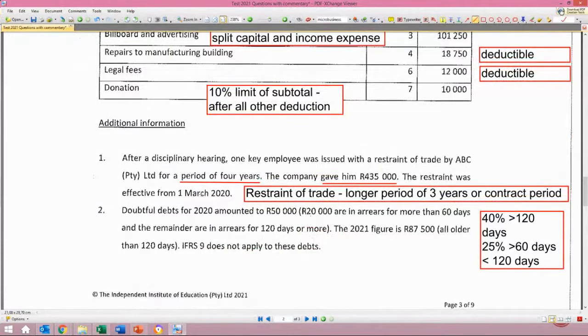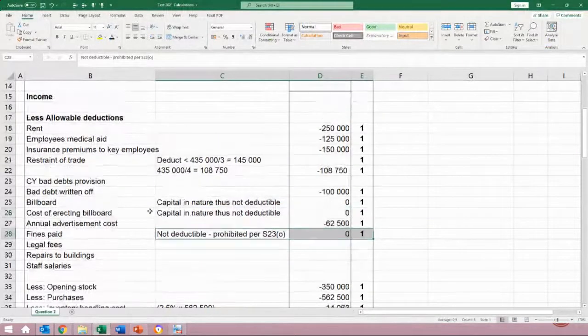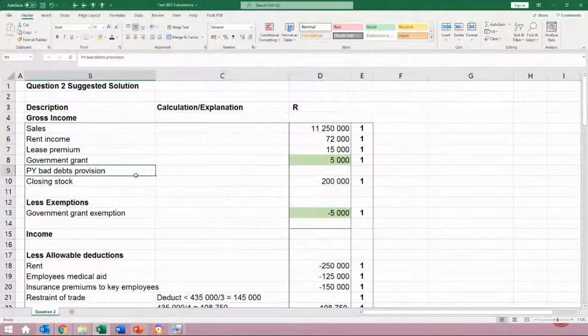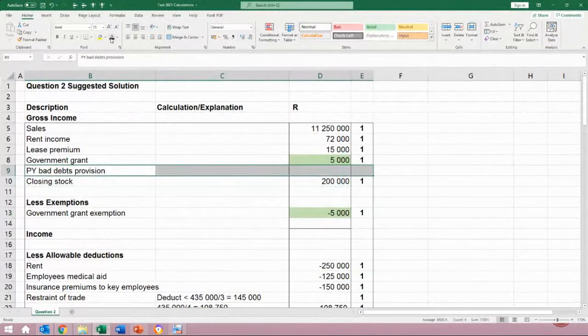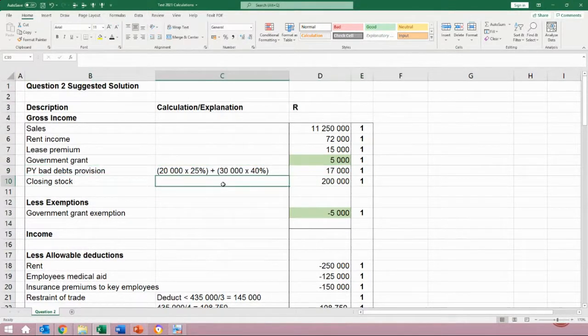Now the doubtful debts, you add back the prior year. So that 50,000 we added back, but because 20,000 was more than 60 days and the remaining was 120 days, 20,000 would have been based on 25% and 30,000 would be based on 40%. Now that prior year one, you add back under your gross income. If you included it under your general deductions, I also gave you the marks if you added it back. And so this is how the calculation would have looked.